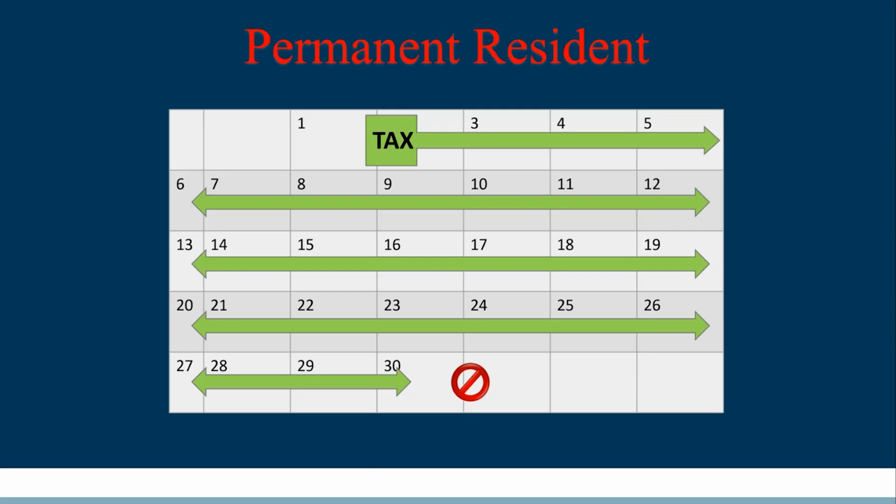The hotel tax does not apply to permanent residents. By law, anyone who rents a room for 30 or more consecutive days is considered a permanent resident and is not required to pay the hotel tax. The comptroller rules define permanent resident as a person who has the right to use or occupy a room or space in a hotel for at least 30 consecutive days without interruption.